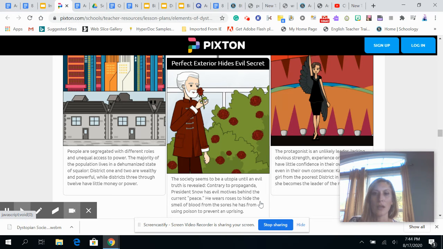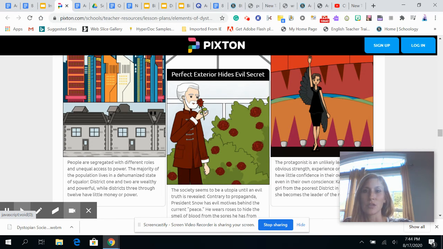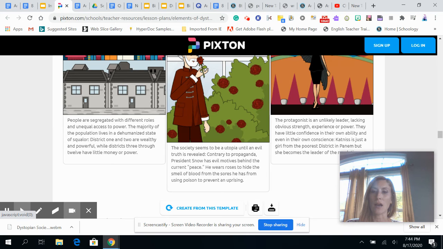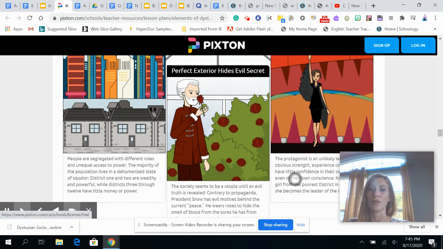And then lastly, the unexpected hero. You can see that's Katniss. She was just a normal girl from District 12 who was forced into the Hunger Games, but because of her character and her success in the Hunger Games, she ends up a hero in Panem and, in a sense, figurehead of a revolution. The protagonist is an unlikely leader, lacking obvious strength, experience, or power. They have little confidence in their own ability and even their own conscience. Katniss is just a girl from the poorest district in Panem, but she becomes the leader of the revolution.